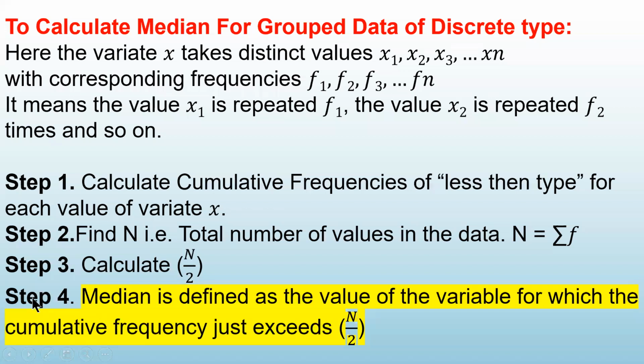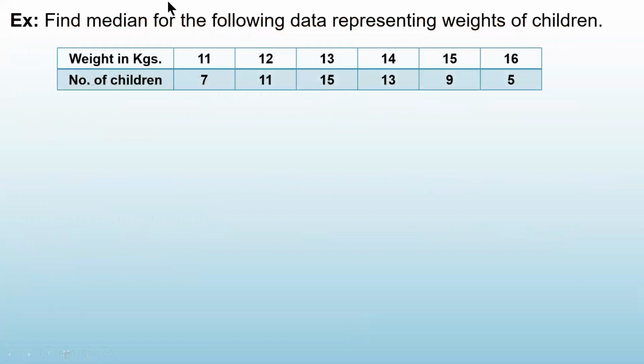Fourth step is very important. What is the fourth step? Median is defined as the value of the variable for which the cumulative frequency just exceeds N by 2. You may not understand with this. I will explain you with the help of example. Okay. So let us take one example.